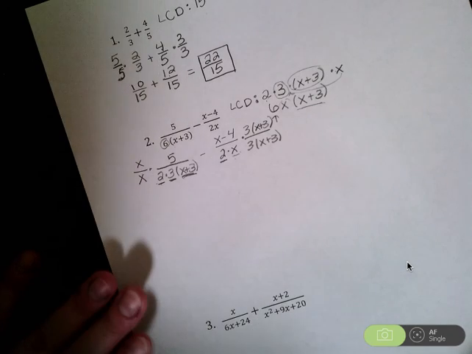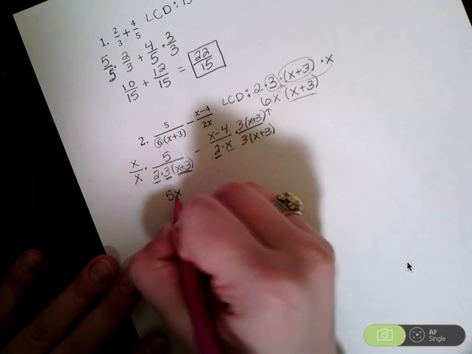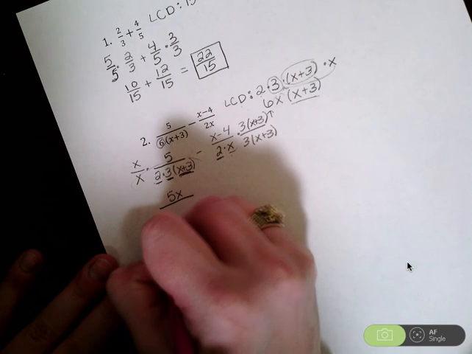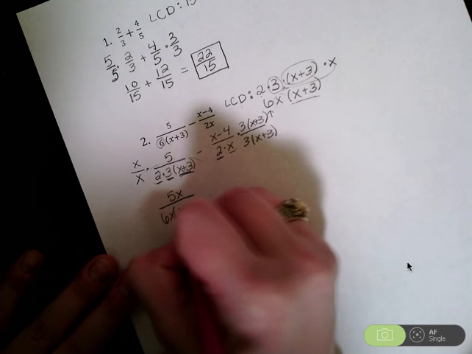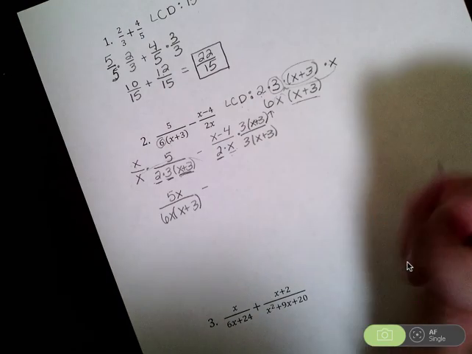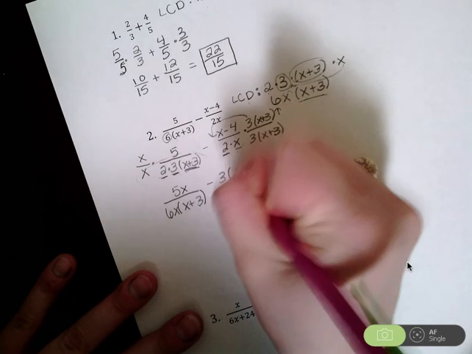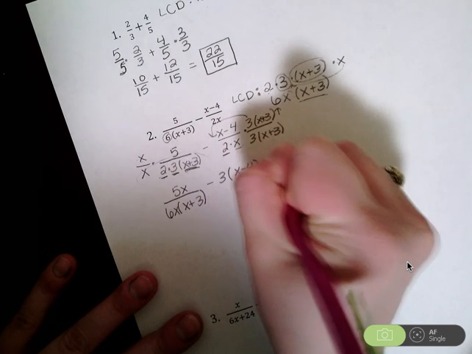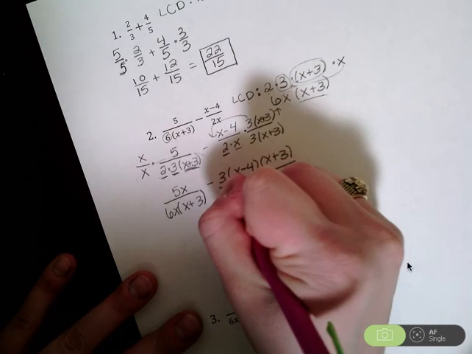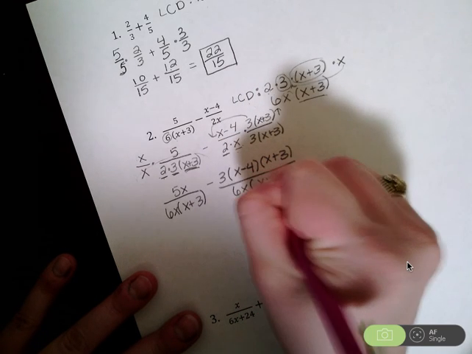Okay? Now we need to multiply across. So x times 5 is just 5x. Down here, all this becomes our least common denominator, which is 6x times x plus 3, minus. Now here's where it gets kind of tricky. I'm just going to pull this 3 out in the front here. So I'm going to pull it as 3 times, I'm going to leave this as x minus 4, and then I'm going to leave this as x plus 3, all divided by 6x times x plus 3.